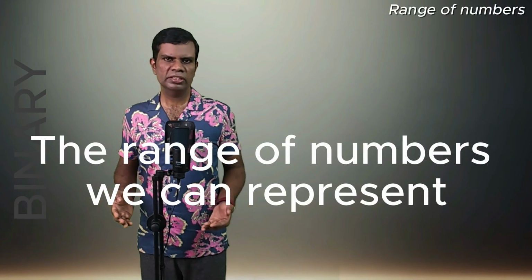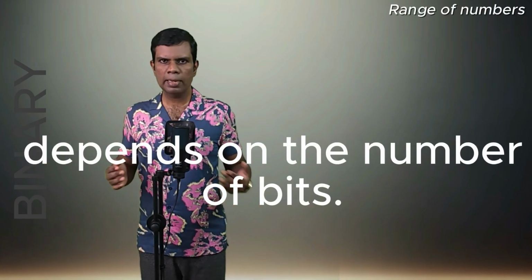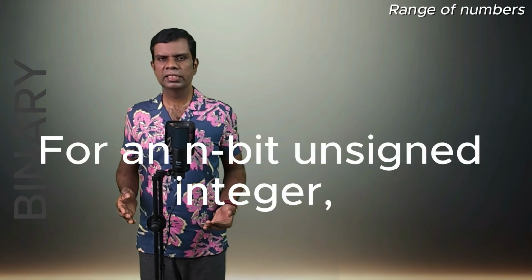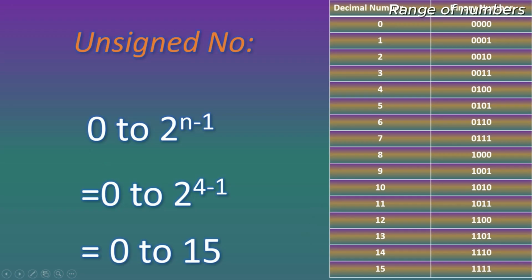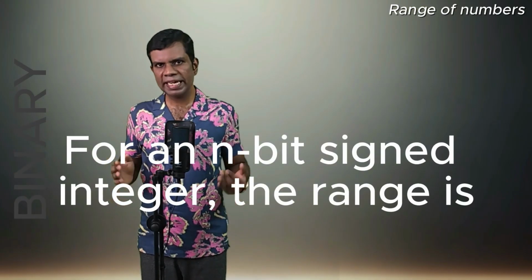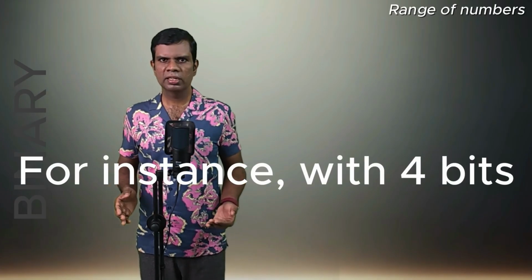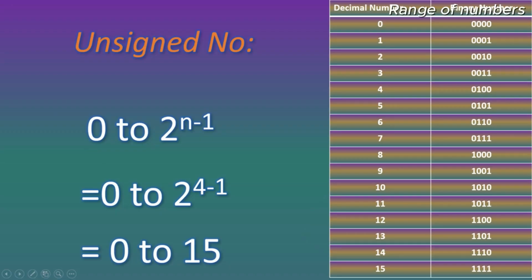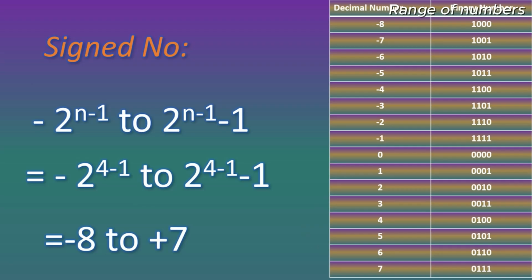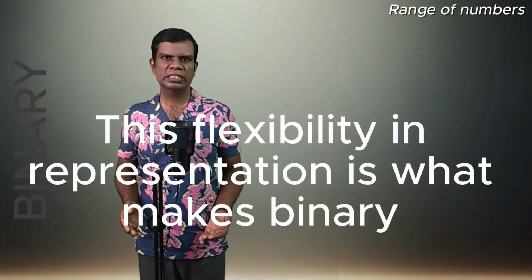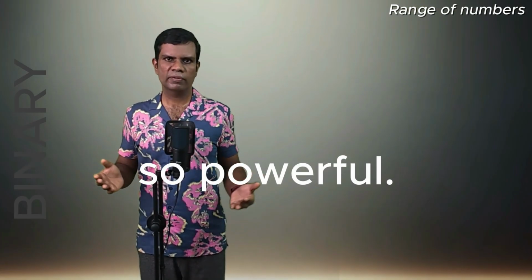The range of numbers we can represent depends on the number of bits. For an n-bit unsigned integer, the range is 0 to 2 raised to n, minus 1. For an n-bit signed integer, the range is minus 2 raised to n minus 1, to 2 raised to n minus 1, minus 1. For instance, with 4 bits, unsigned integer numbers range from 0 to 15. Signed numbers range from minus 8 to 7. This flexibility in representation is what makes binary so powerful.